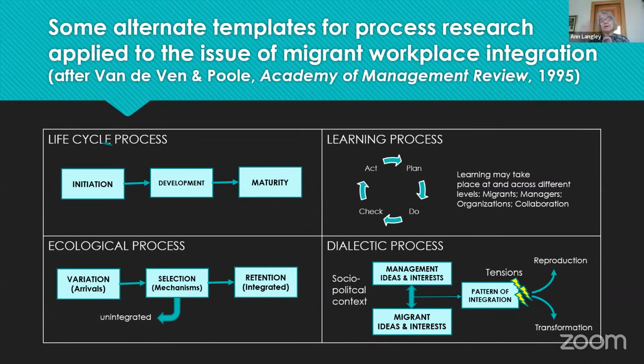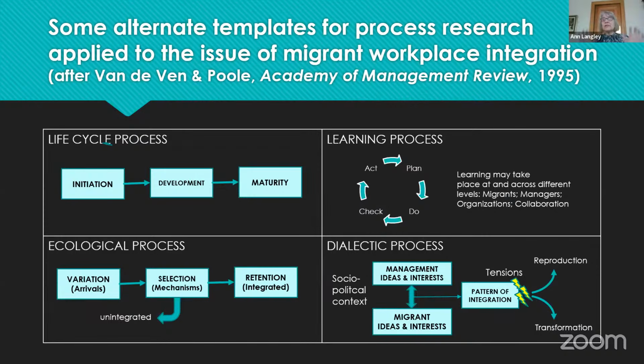And the idea here, we look at the sociopolitical context. We look at tensions between management interests and migrant interests, which generate different patterns of integration. They generate tensions. These tensions give rise to either transformation or perhaps reproduction, depending on the power dynamics. So a dialectic process model is very much oriented around process dynamics.